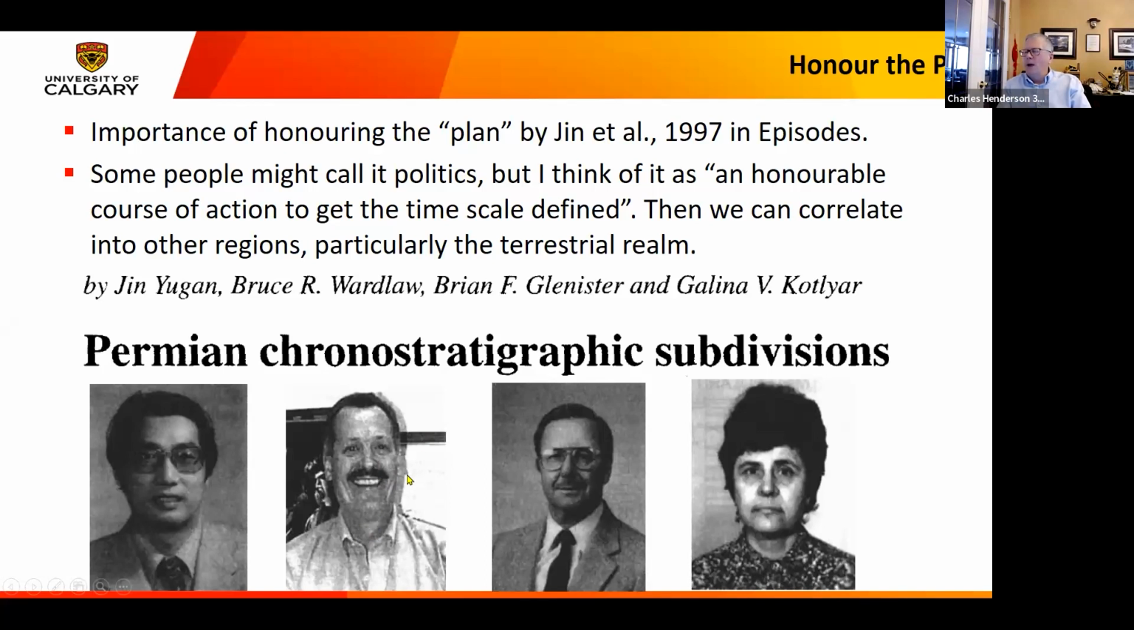So the work led by Shuzhong Chen has been essential to make these truly good chronostratigraphic subdivisions. Once we get this thing done, we can correlate to other regions into the terrestrial realm. And that's the end of my talk.